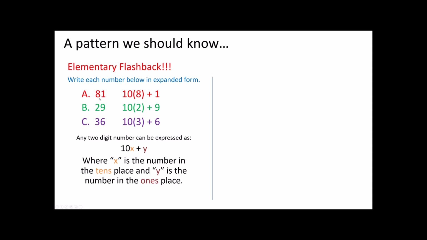So going back to our example of 81, 10 times x, notice x in this case would be an 8, it's the number in the tens position. 10 times x here is the 2, x is the number in the tens position. 10 times 3 here, the 3 is the number in the tens position. Plus y, the thing on the end, being the number in the ones position. Does that make sense? Think about that again.